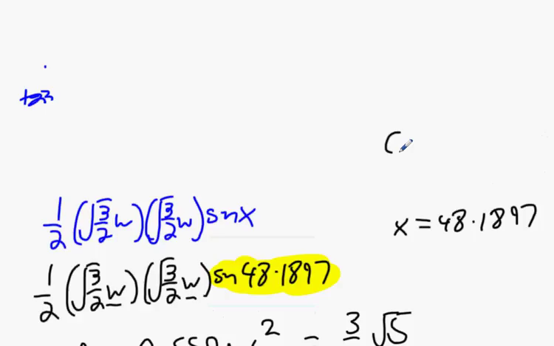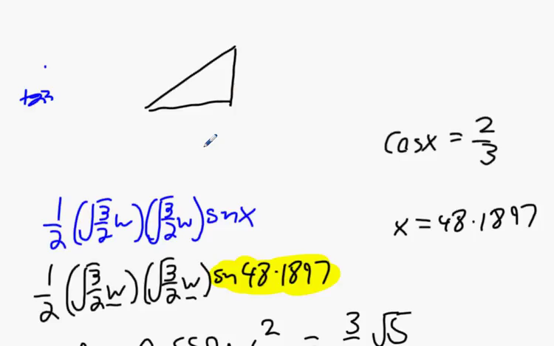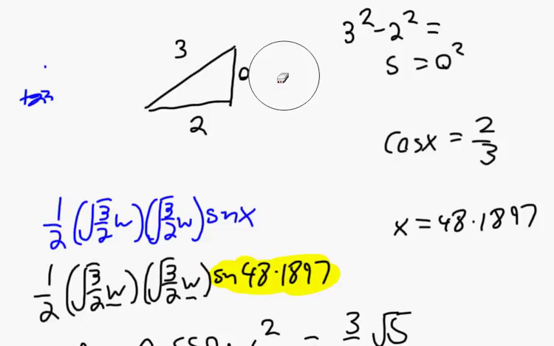You know that cos x equals 2/3. But cos is adjacent over hypotenuse. Would you agree with that? So adjacent over hypotenuse is 2/3. I can figure out what the opposite is, can't I? How do I figure out the opposite? 3 squared minus 2 squared equals 9 minus 4, which is 5. 5 equals the opposite squared, so the opposite must be root 5.